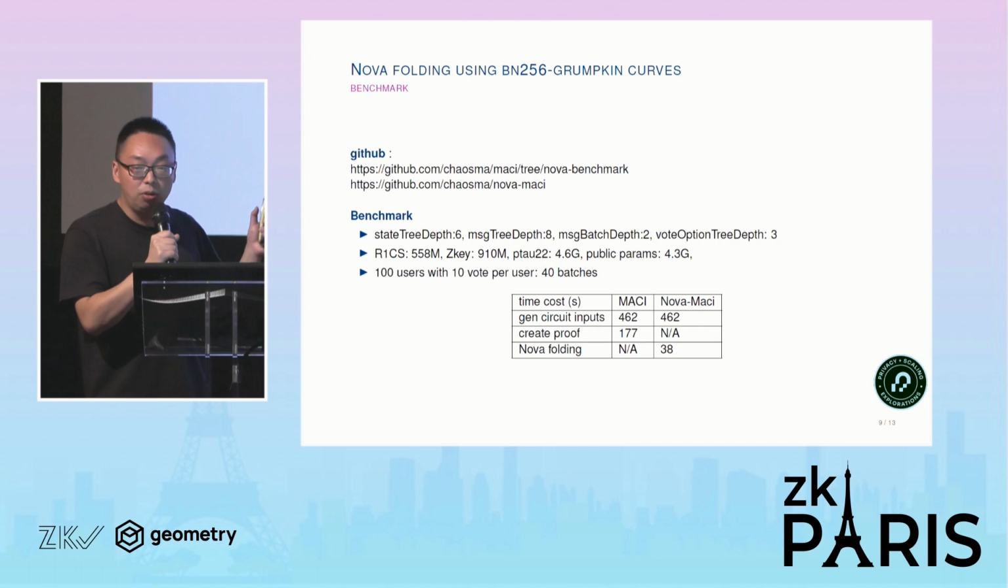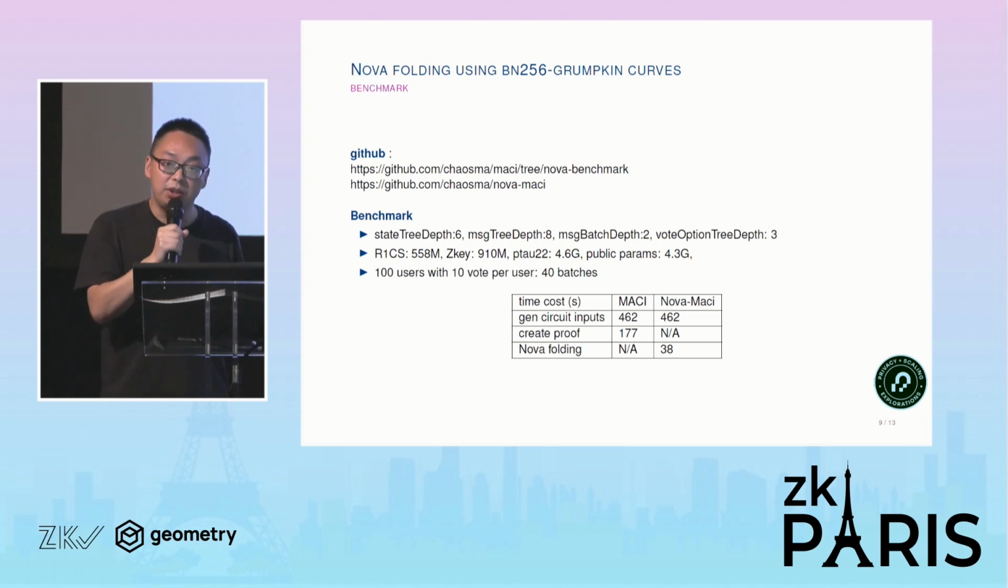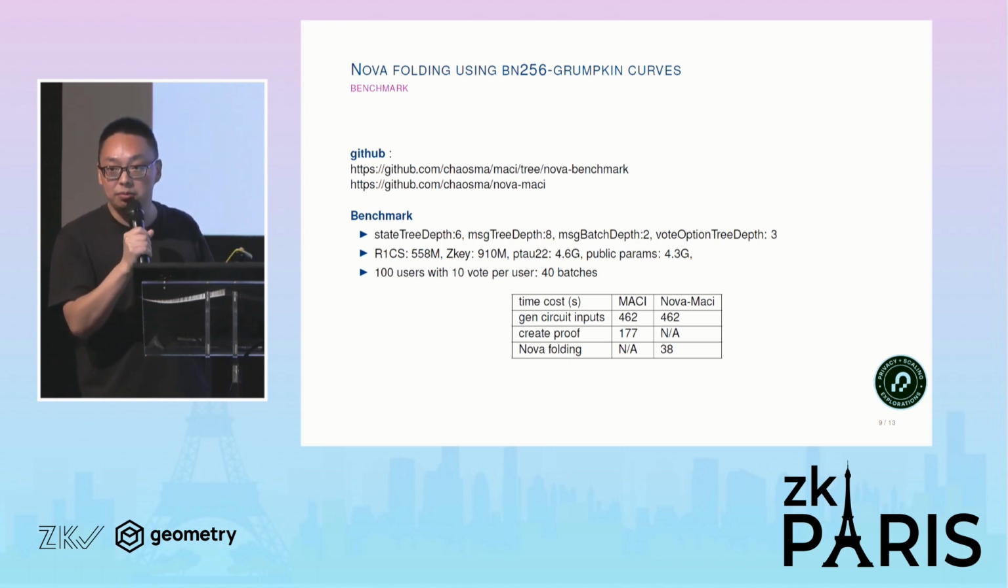So basically, all of the trees here are quinary trees. It means, for example, the state tree depth is 6, so we have a total of 5 to the power of 6 maximum users. And the message tree depth is 8, which means we have 5 to the 8 maximum messages.